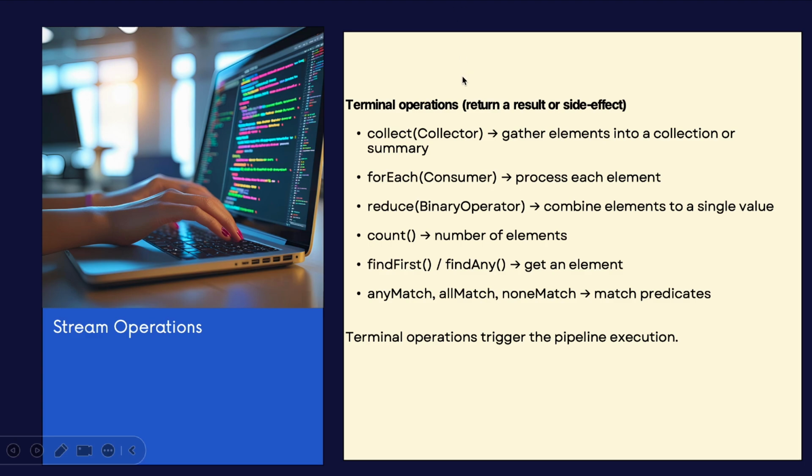Now we will know what terminal operations are. They return a result or a side effect. Terminal operations are: collect, which gathers elements into a collection, a summary, or a list. forEach iterates over each element. Reduce combines elements into a single value. Count counts the number of elements. findFirst or findAny gets an element, and there are match predicates as well. A terminal operation triggers the pipeline execution.